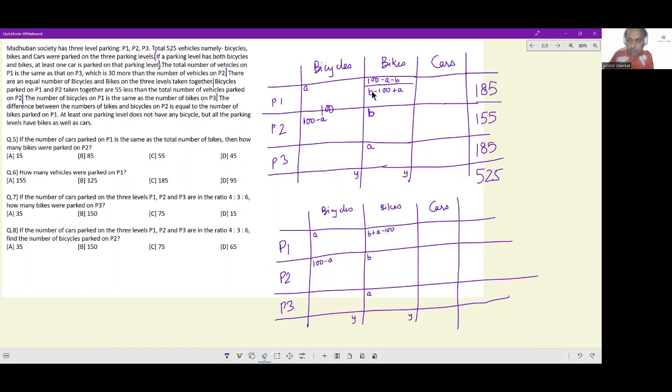Let me also erase this. This bottom case is what I recorded right there. I have 525, I have 185, I have 155, and I have 185 here.